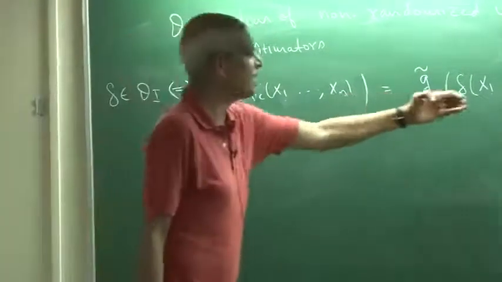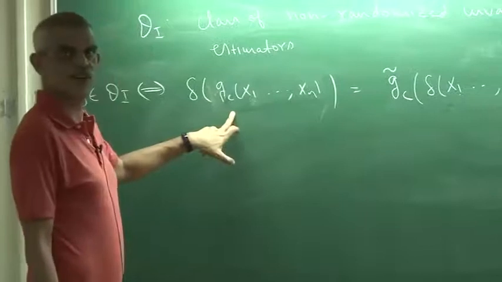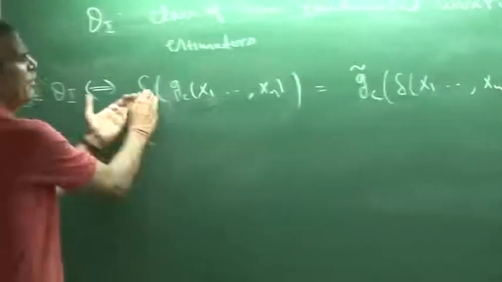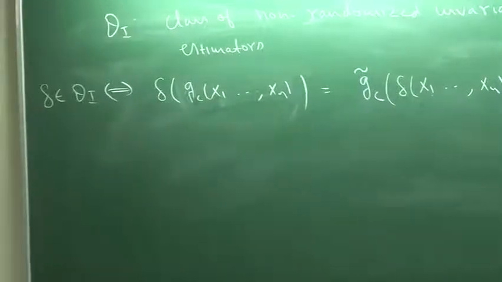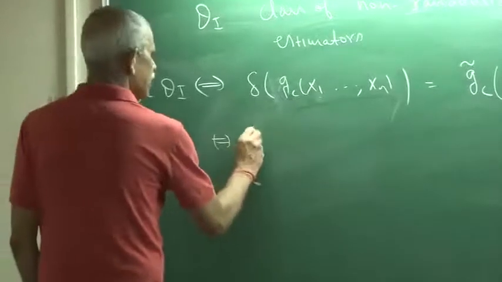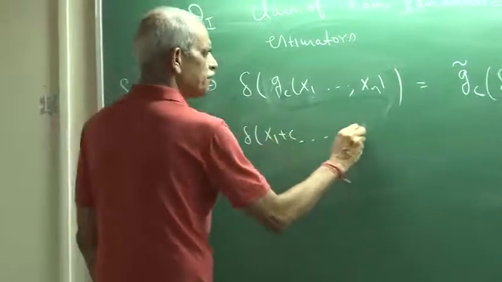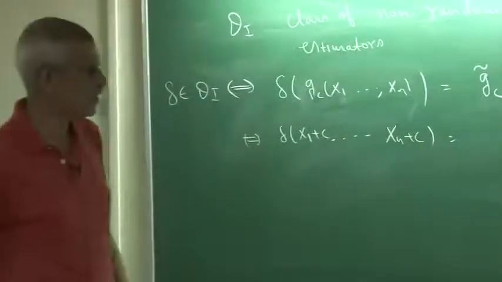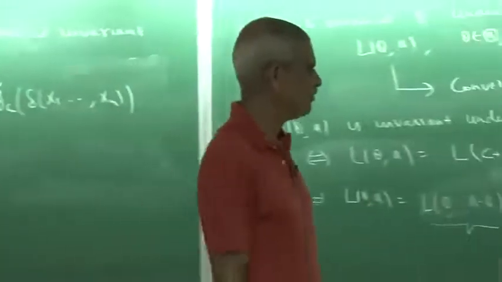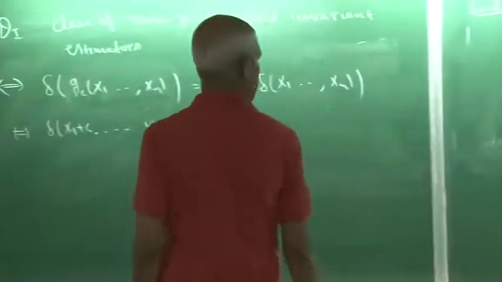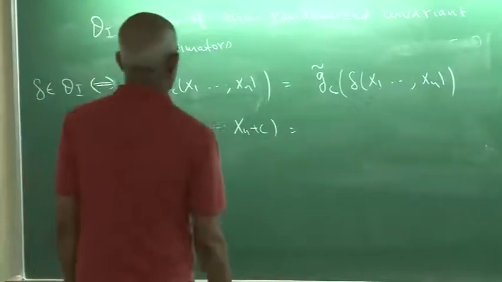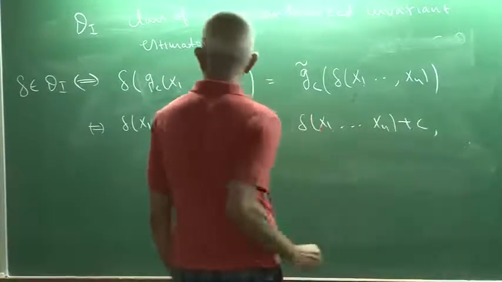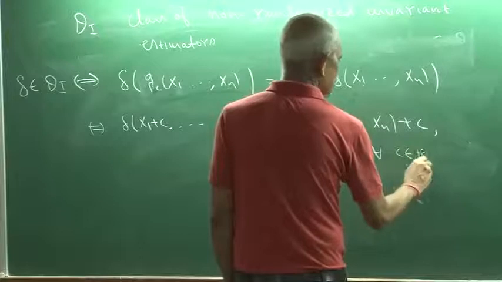So these are transformed observations, and you use the same delta. So this is due to the principle of invariance. This is equivalent to saying that delta of x1 plus c, ..., xn plus c should be the same as gc tilde of delta of x1, x2, xn, but gc tilde a is nothing but a plus c. So I write this as delta of x1, x2, xn plus c. This should happen for every c belonging to R.